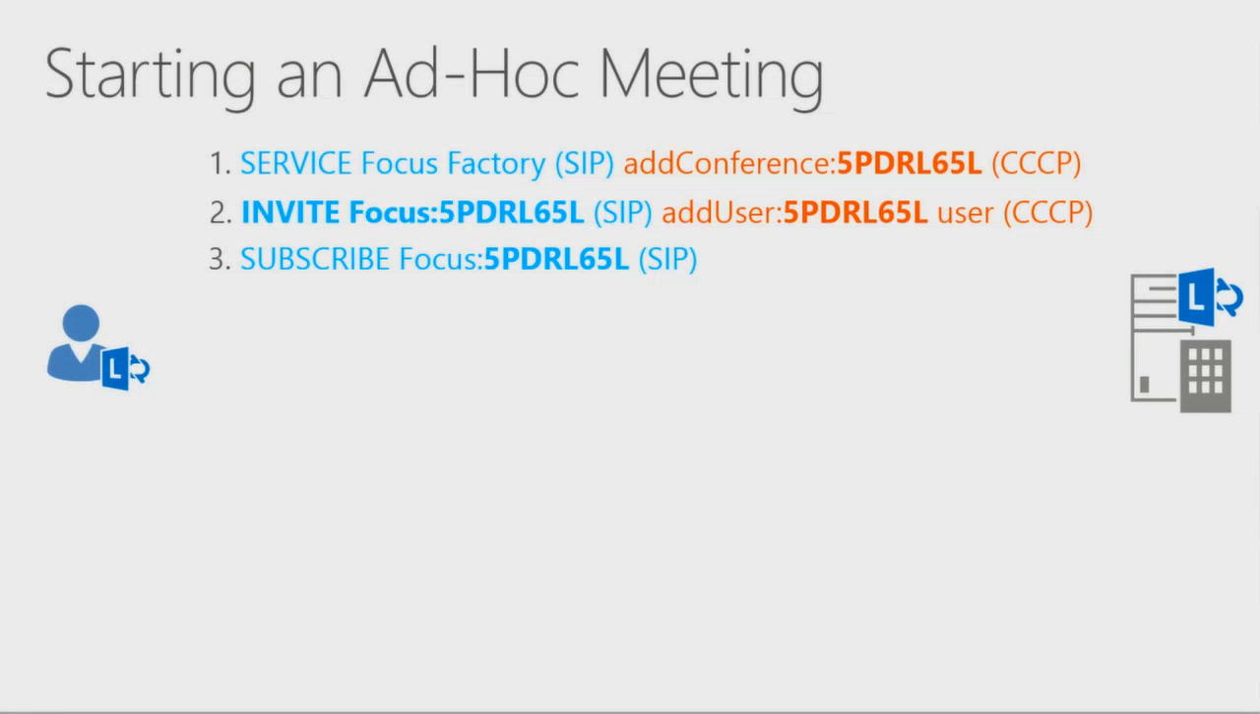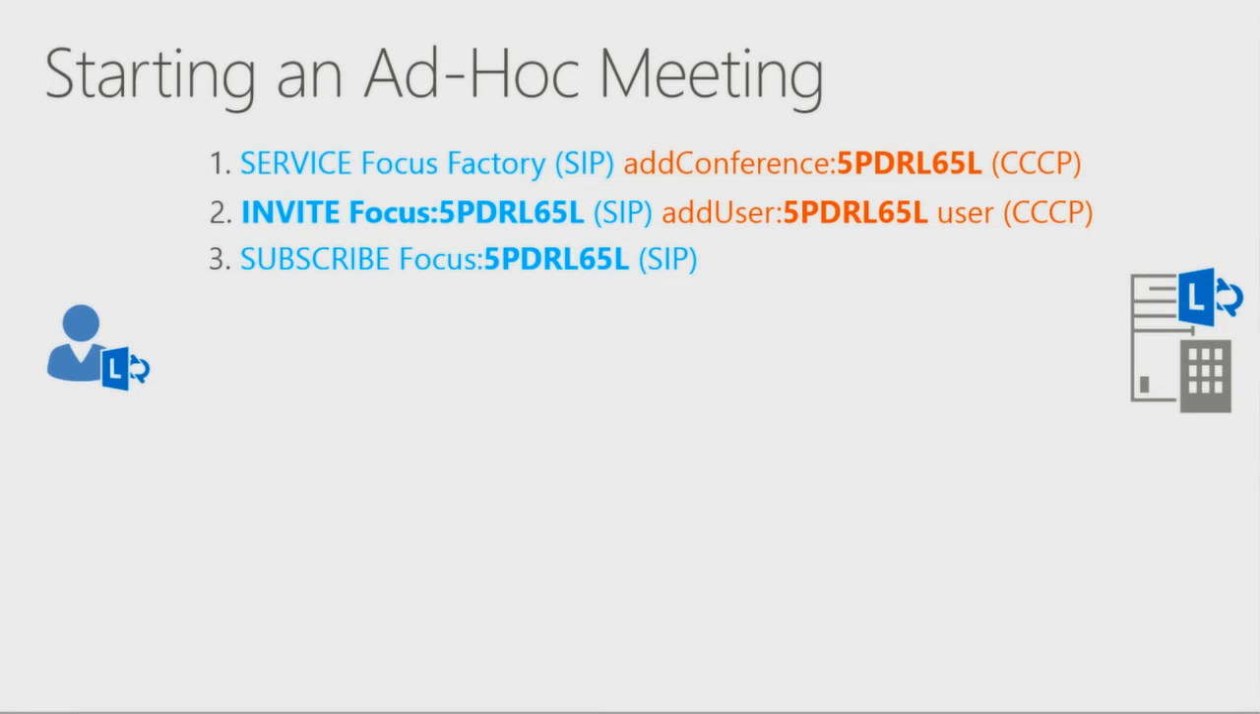So this is an example of starting an ad hoc meeting. The first thing we do if we start an ad hoc meeting is, of course, we have to add a conference, because it's always another conference ID. So it sends a service message to the Focus Factory with a conference ID. And then, of course, we're automatically going to join it.